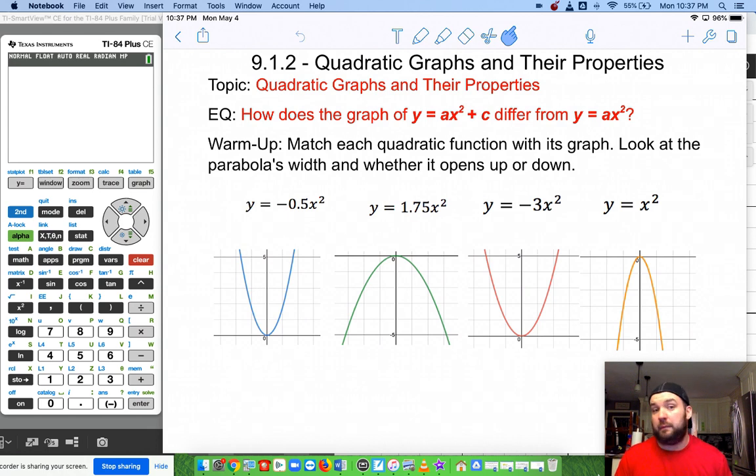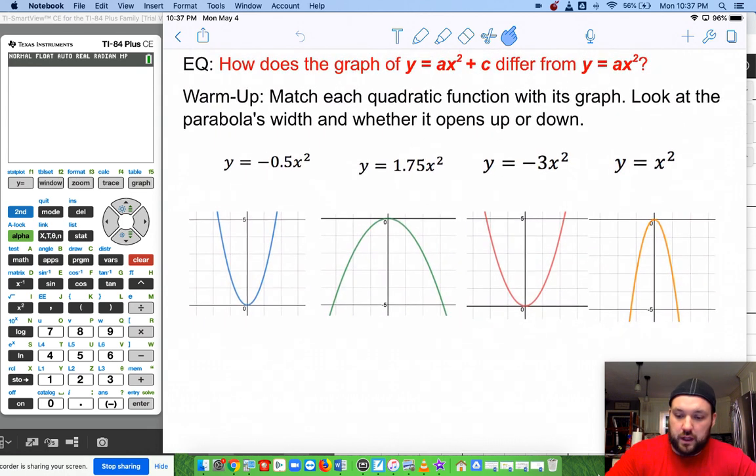And you might say, what about B in between? That'll be for another video because that is a little bit more involved. As a brief warm up, just to remind ourselves, we're going to match each equation listed down here to which graph we think goes with it below. The essential question is how does the graph of y equals ax squared plus c differ from just ax squared? So how does adding or subtracting the c value change the graph?